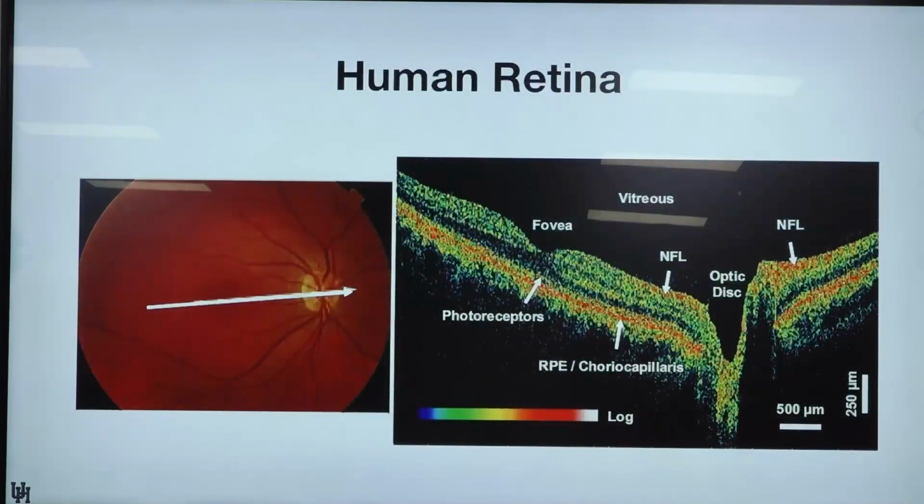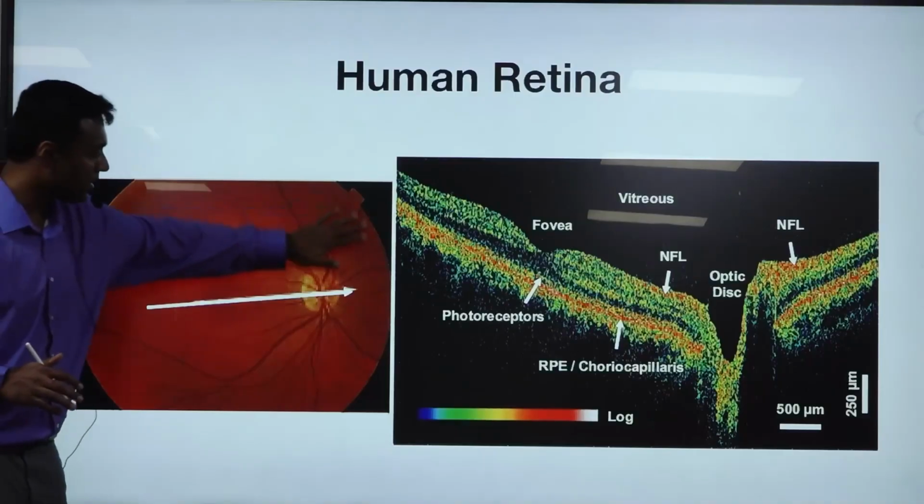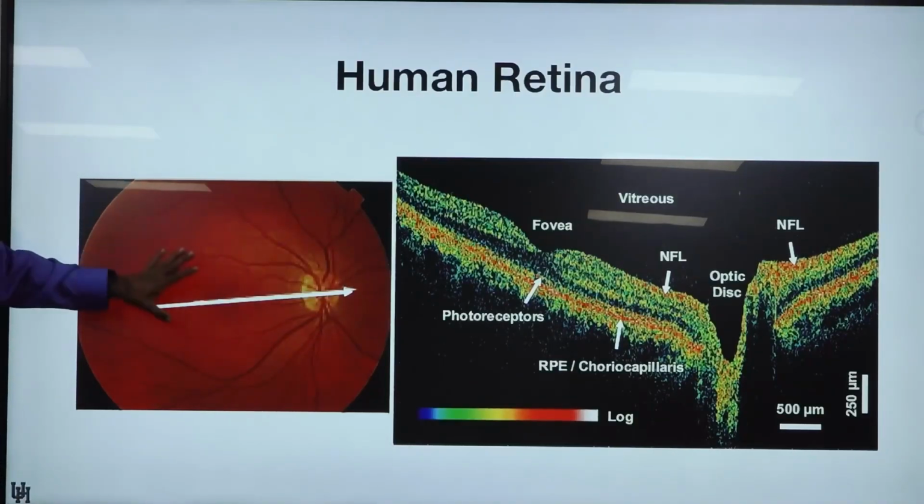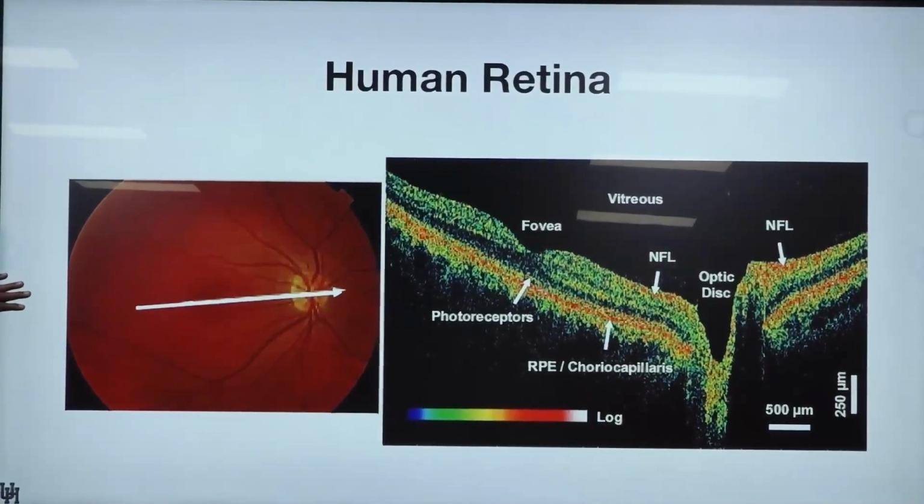So here is another image of the eye. If you look from the front with an instrument, the eye looks something like this. If you take a cross section along this white line over here, it looks something like this. This is in fact in a person, in vivo, meaning the person was alive and you did the imaging while the person was sitting in front of the instrument.